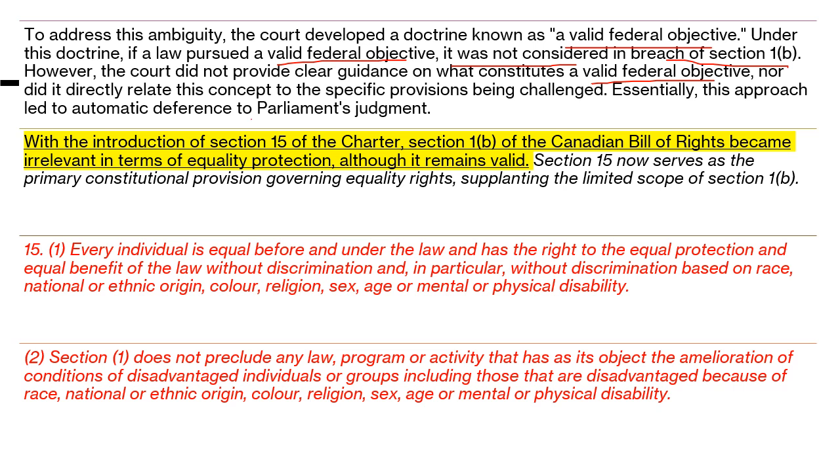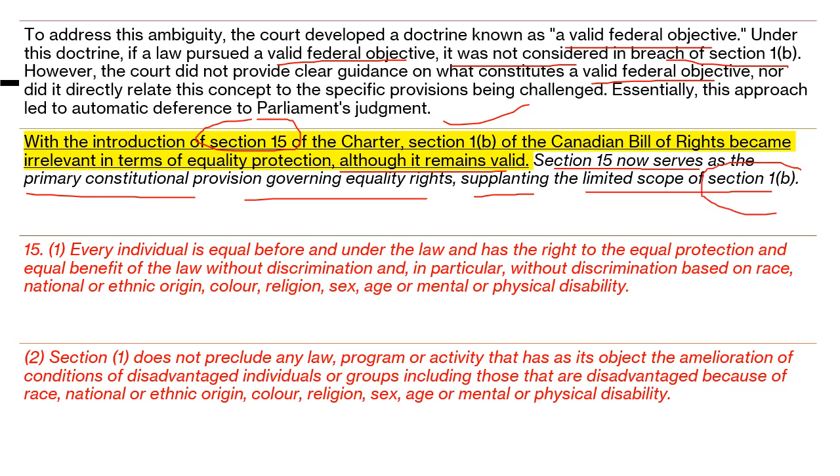With the introduction of Section 15 of the Charter, Section 1B became irrelevant in terms of equality protection. Although it still remains in the books and still remains valid, Section 15 now serves as the primary constitutional provision which governs equality rights, supplanting the limited scope of Section 1B. So Section 1B's loopholes and ambiguities are now fulfilled by Section 15.